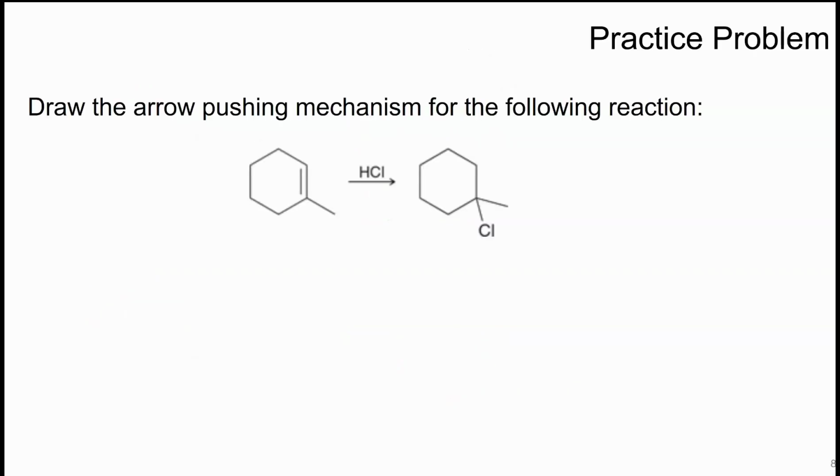So to draw the arrow pushing mechanism for this reaction, this is our proton. We first do a proton transfer. The hydrogen will go to the carbon here that has a hydrogen. This has 0 hydrogens. So this puts the carbocation here, plus Cl-. This is our nucleophile, this is our electrophile. These electrons come in here, and that was a nucleophilic attack.